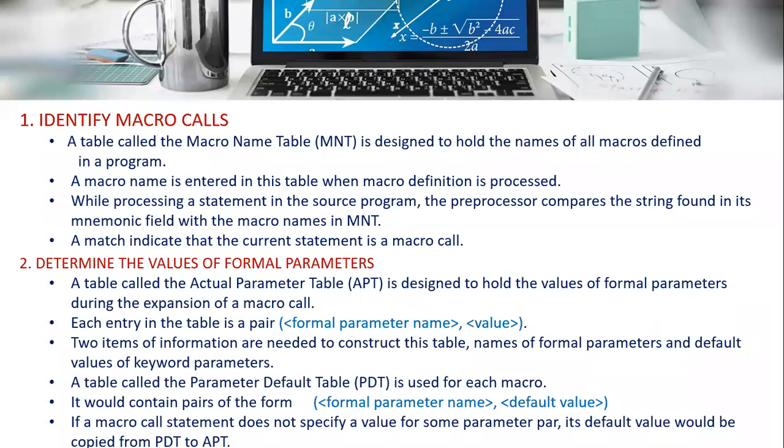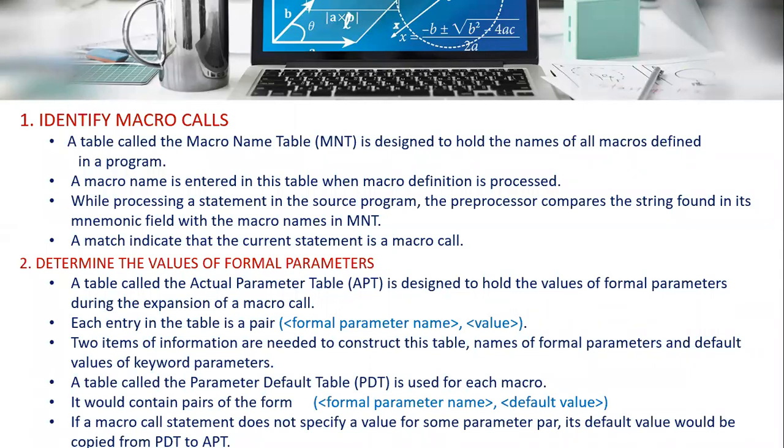Now after that we need to discuss the different data structures used during these 6 design phases. In each design phase, we consider one particular table corresponding to the given step. If we consider the macro call, the corresponding data structure is the macro name table. If we discuss the parameters, then we consider two tables: the actual parameter table, and the parameter default table.